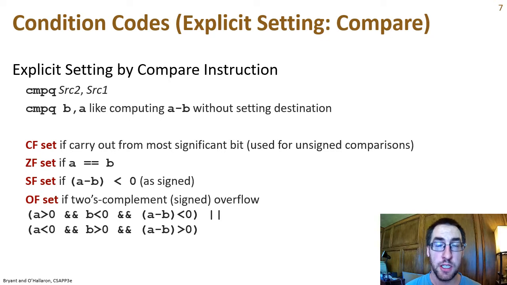The compare instruction does a subtraction of its 2 arguments and sets the condition codes based on the result, but it does not write that result anywhere. Note the ordering of source 2 and source 1 here, which reflects the AT&T syntax. The main use of compare is to check equality and inequality conditions of 2 different operands. We'll look at some examples later.